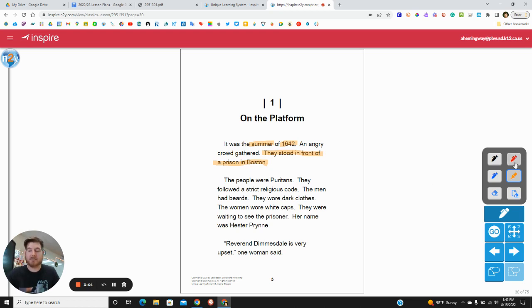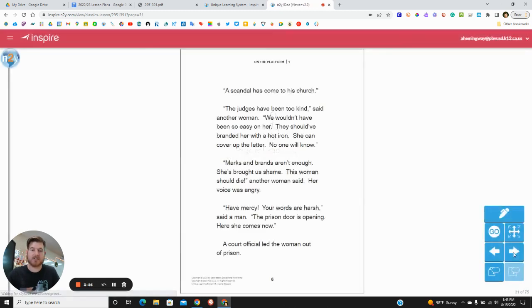So when and where did this story take place? In Boston. I'm going to circle this. In Boston. In the summer of 1642. We have all of that information right in front of us. Now, however, if I were to ask you an inferential question, if I were to ask you the question, which sentence from page 6, so here's page 6, which sentence from page 6 tells us the woman's feelings about Hester?